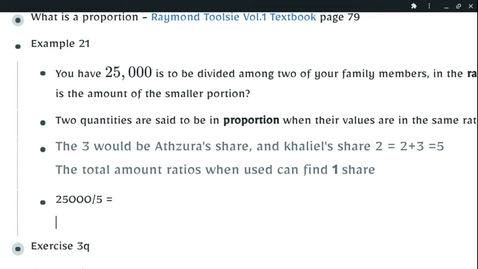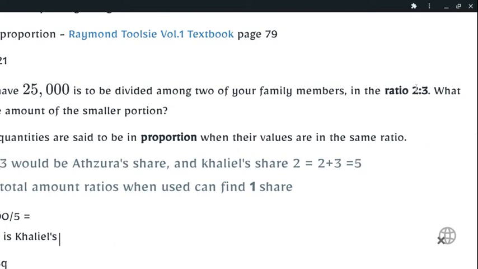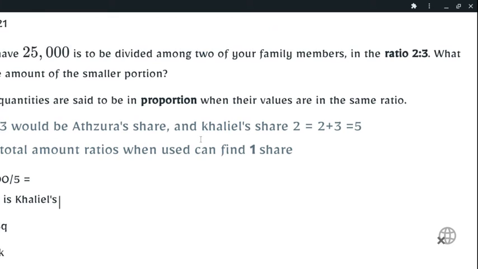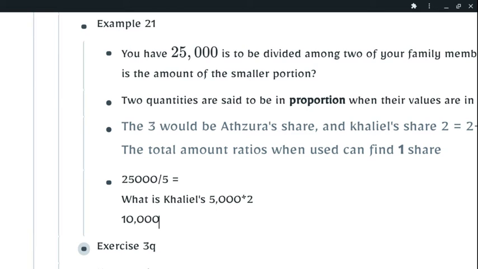$5,000. Right. Now, let's say the question asks, what is Khalil's share now that we know one share? How much is Khalil's share? And what was the ratio for Khalil? 2 to 3, sir. 2. So whatever value we got, which was 5,000, we multiply now by Khalil's share, which is 2. And what do you get for that? 10,000, sir.